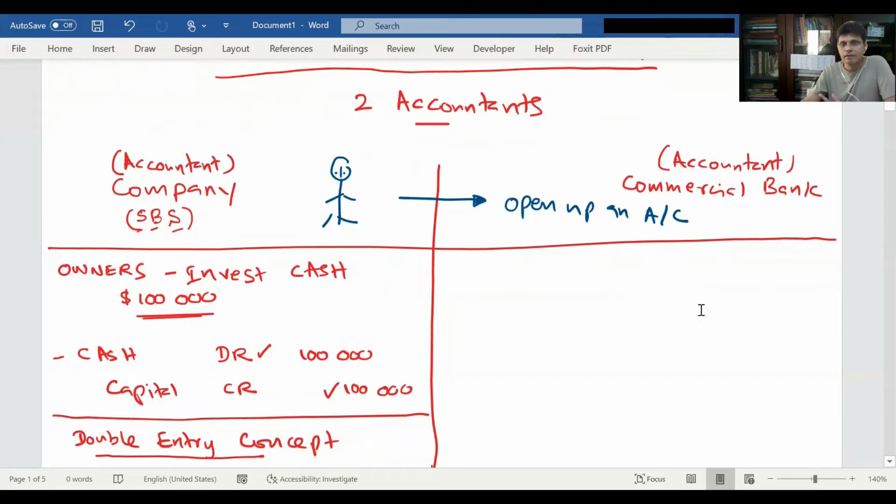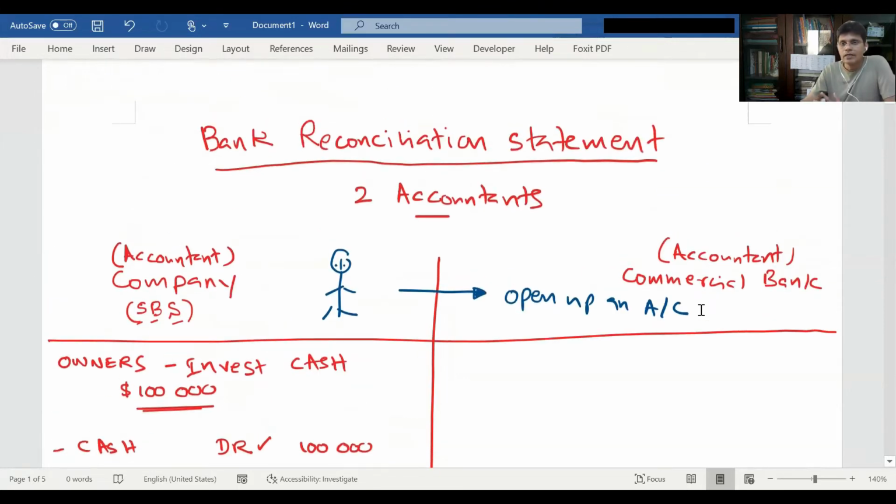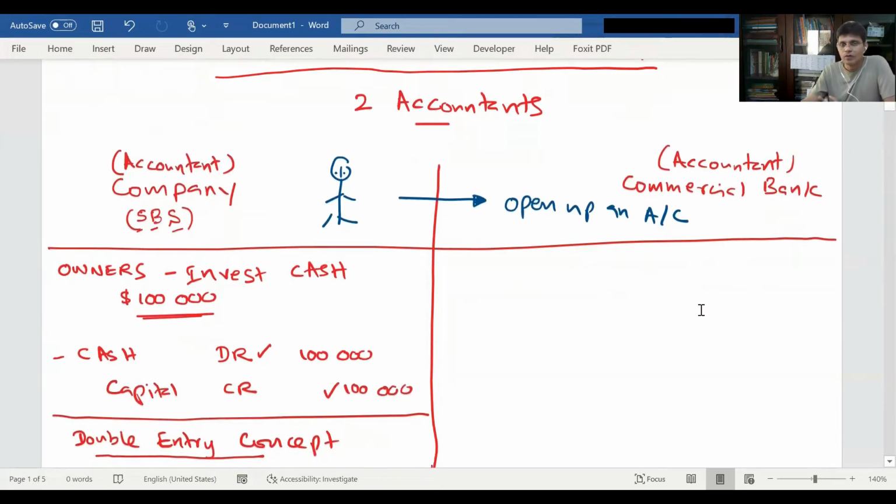Now, forget about the company accountant and think about the Commercial Bank accountant's point of view. From the Commercial Bank accountant's point of view, he is receiving cash. The bank is receiving cash.